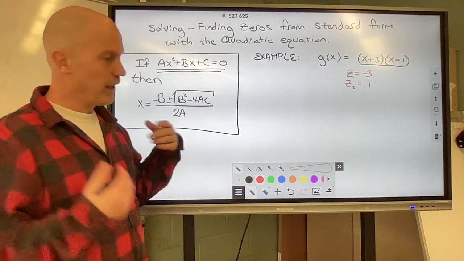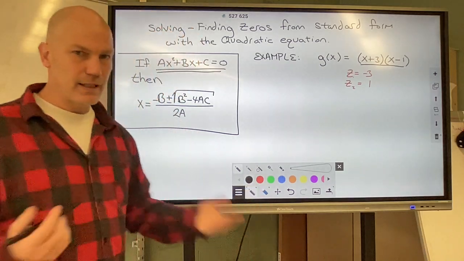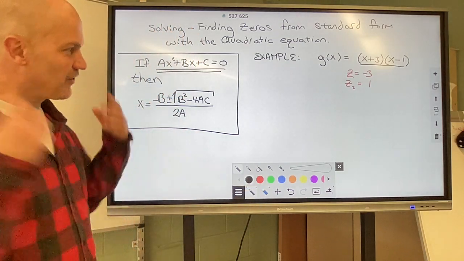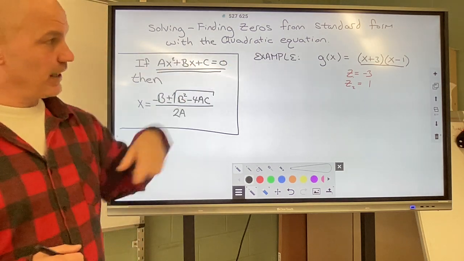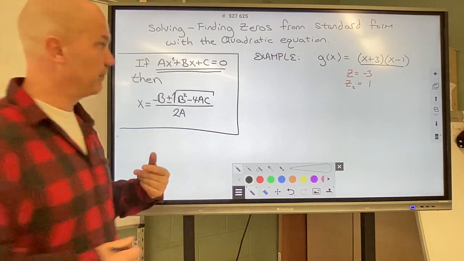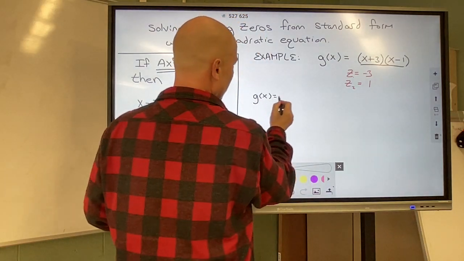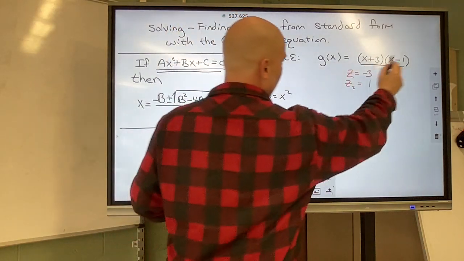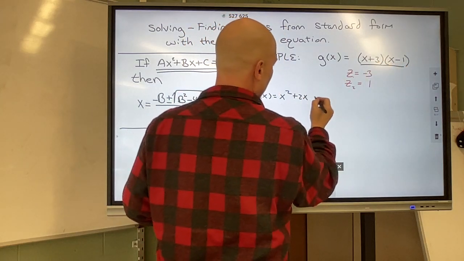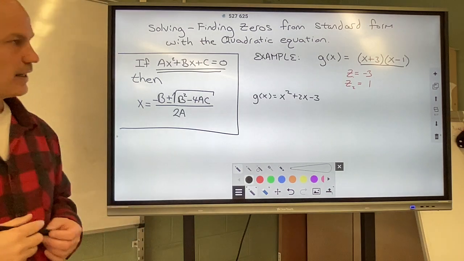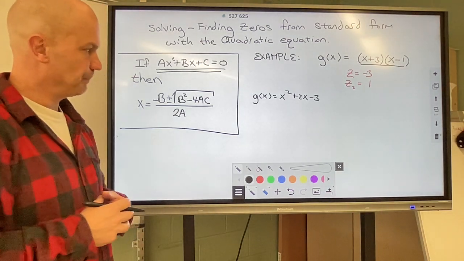However, when it's not in factored form, it can be sometimes tricky. So I'm going to do a couple quick things here just so that we can see this fully done out. If we want to put g of x into standard form, we FOIL. So we need to multiply it all out. We would say g of x equals x squared. And then x times -1 is -1x plus 3x is plus 2x minus 3. -3 times -1. So that should be fairly easy that we can FOIL it.